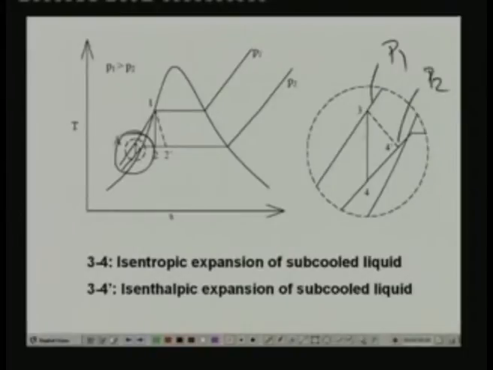Now the expansion process in a turbine of the liquid is given by 3 to 4, and the expansion process in a throttling device is given by 3 to 4 dash. Okay, so the dash line is for throttling, the solid line is for expansion in a turbine. So compared to this temperature drop, you can see that for the same pressure drop, the temperature drop obtained here is very small. For example, if I am talking about expansion in a turbine, this is the delta T in the liquid region. Okay, so you can see that this delta TL is much smaller than delta T in the two-phase region.